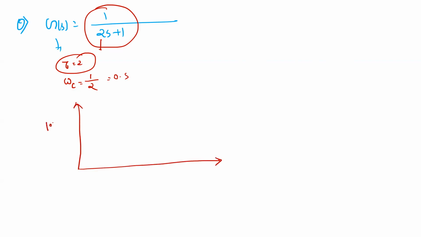So if I want to draw log of amplitude ratio versus omega tau, initially the slope will be 0. At omega equal to 0.5, the slope will be equal to -1, right? So here you will see slope is equal to -1, and here slope is equal to 0. Is it clear?